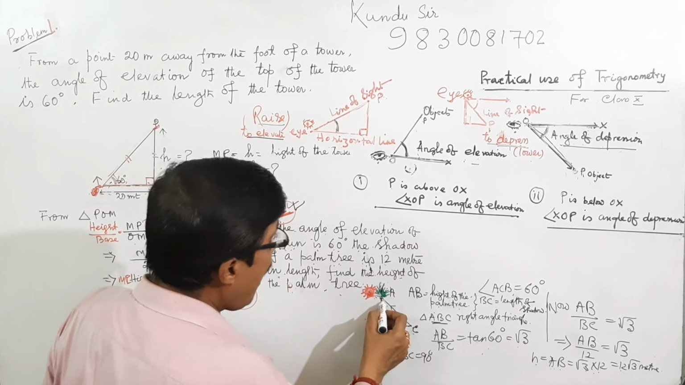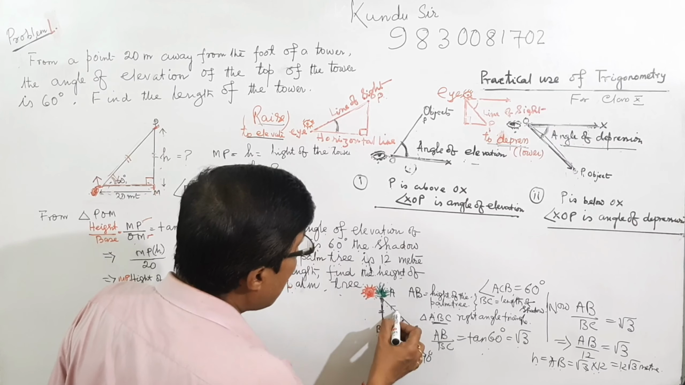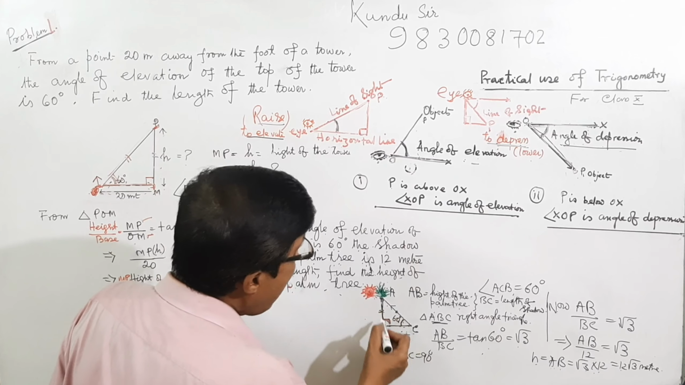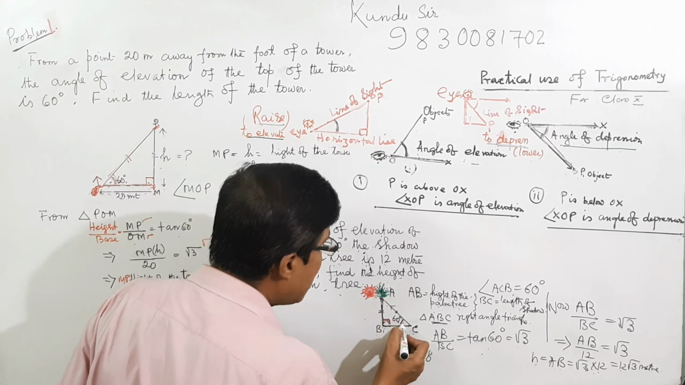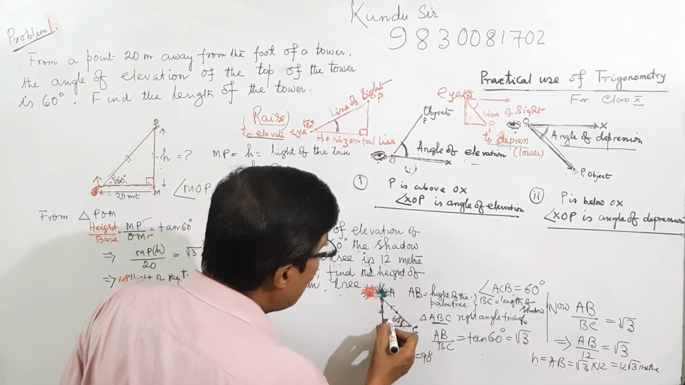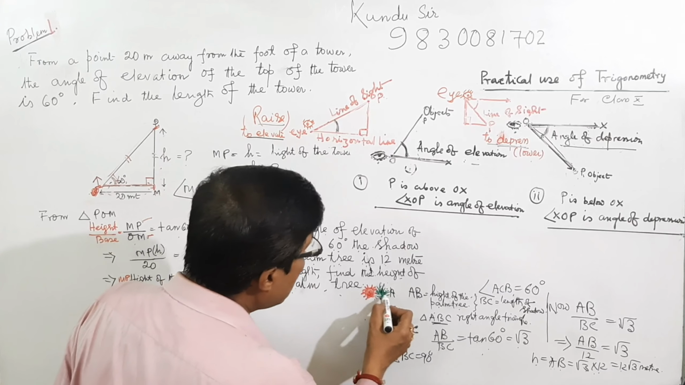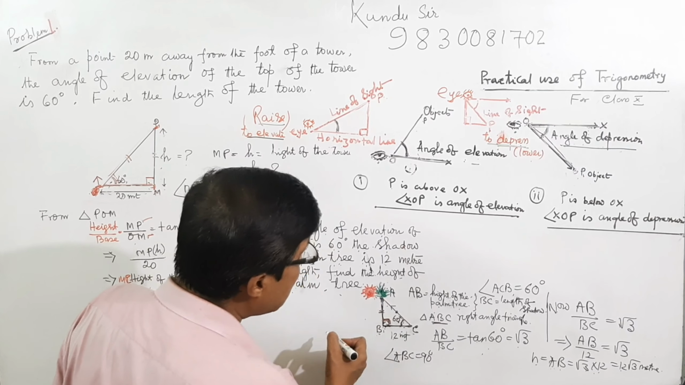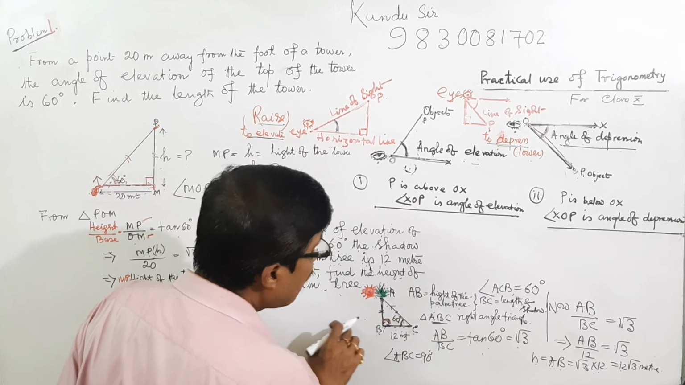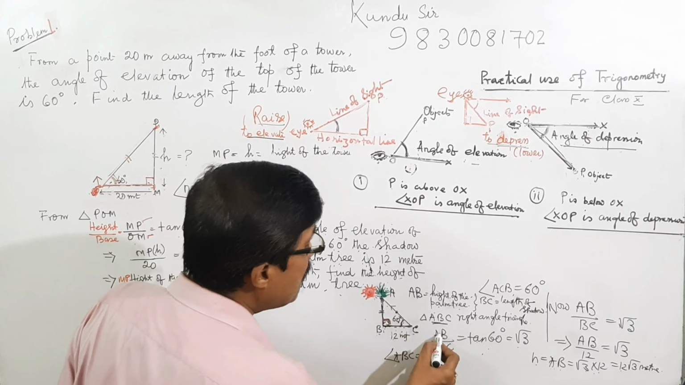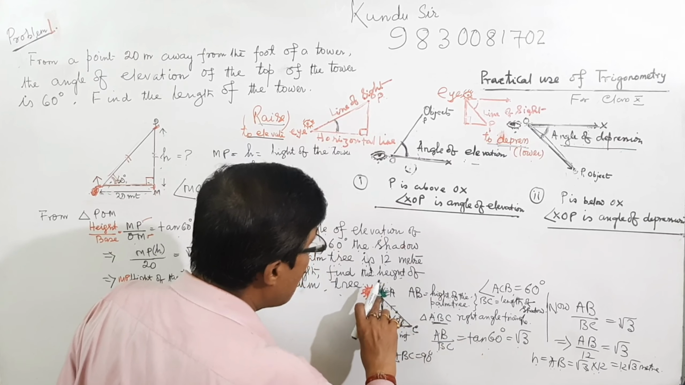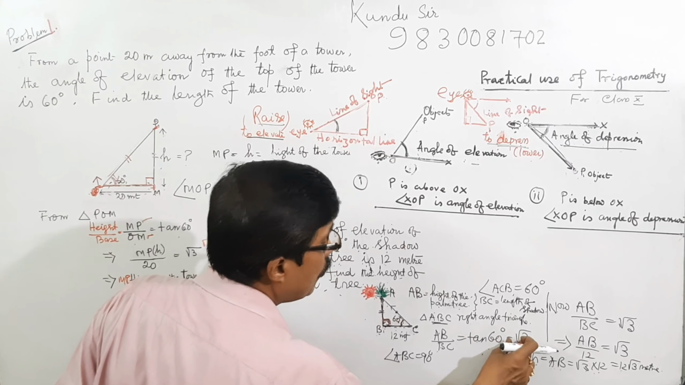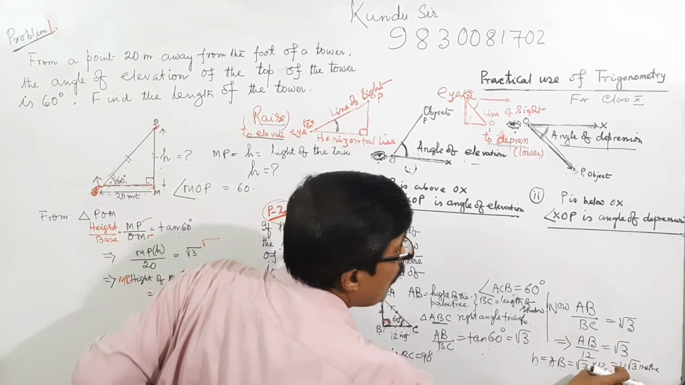This is the height, this is the base, and this is the hypotenuse, that is the line of sight, and the angle of elevation is 60 degree, and this angle is 90 degree. The shadow of the tree is 12 on the horizontal line. Now AB by BC is equal to tan theta, perpendicular by base, equal to tan 60, equal to root 3. Therefore, AB is equal to 12 root 3.